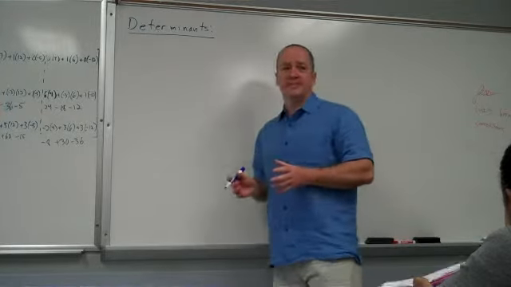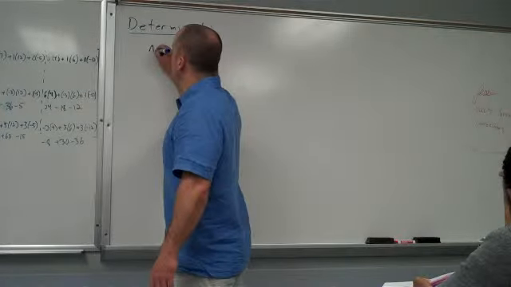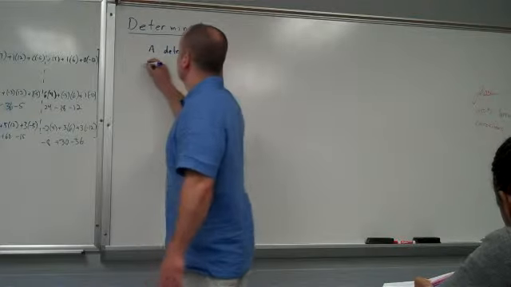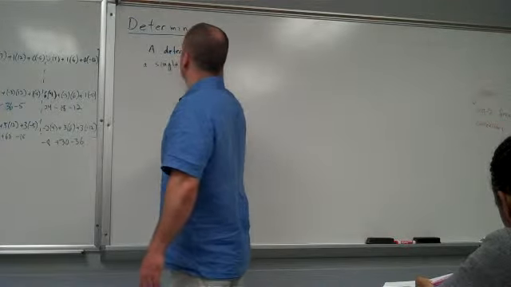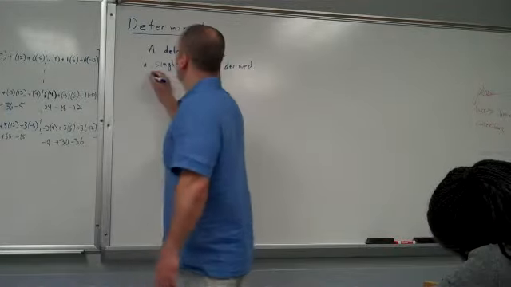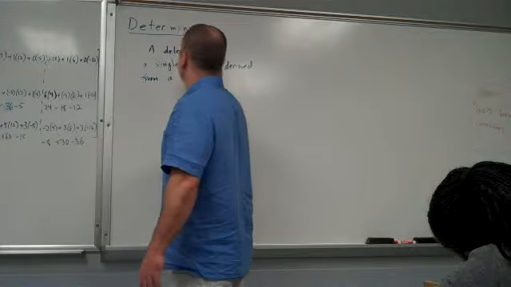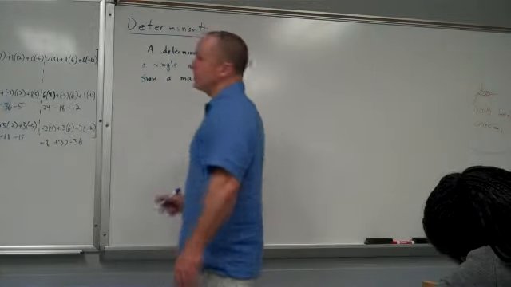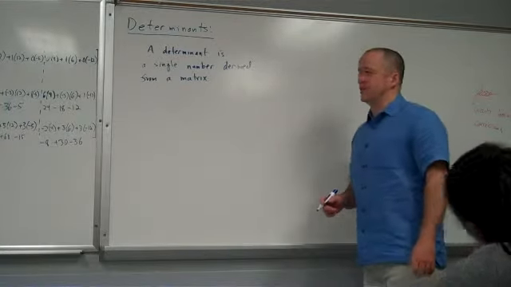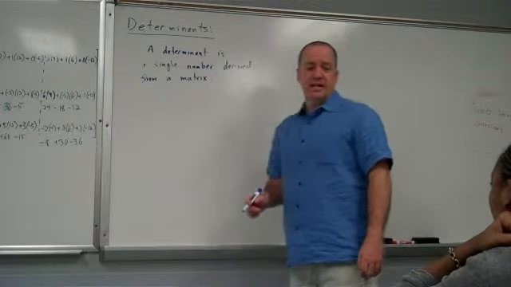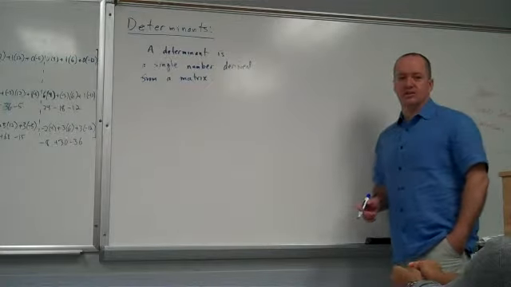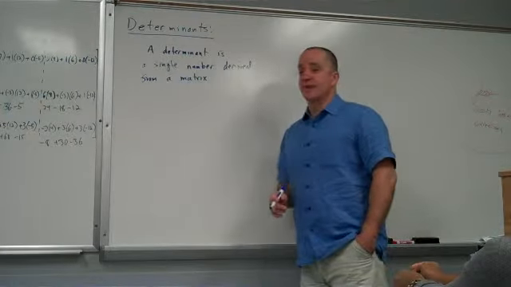Okay, a determinant. First off, a determinant is a single number derived from a matrix. The process by which we get determinants is going to seem random, but they are incredibly, incredibly useful. Yeah, determinant is a term, and it's a single number. I better just start showing you what they are.